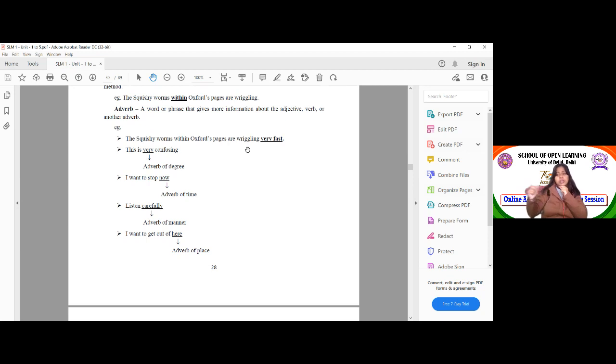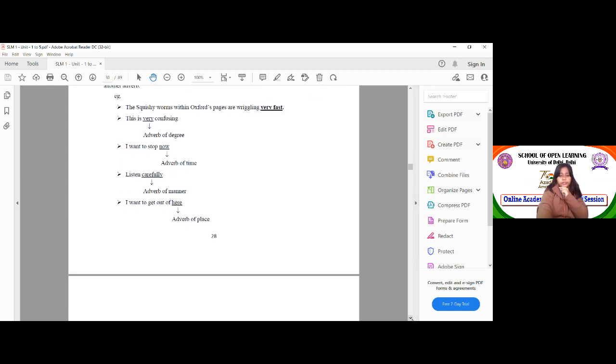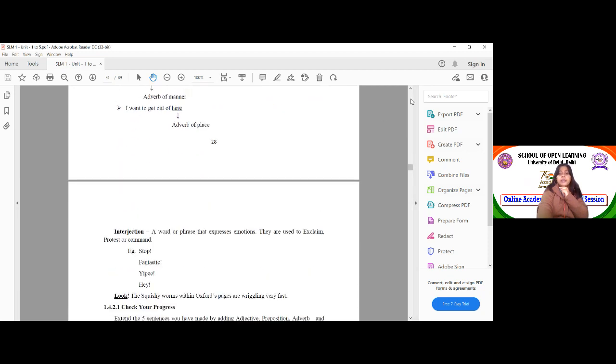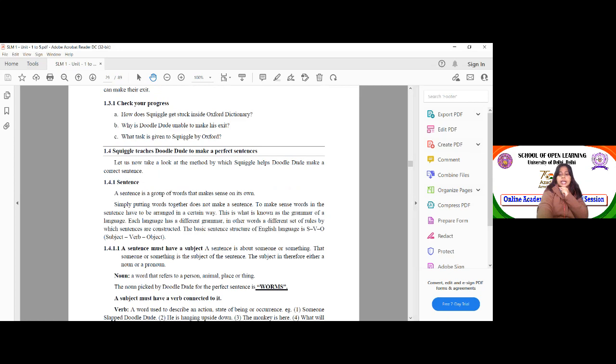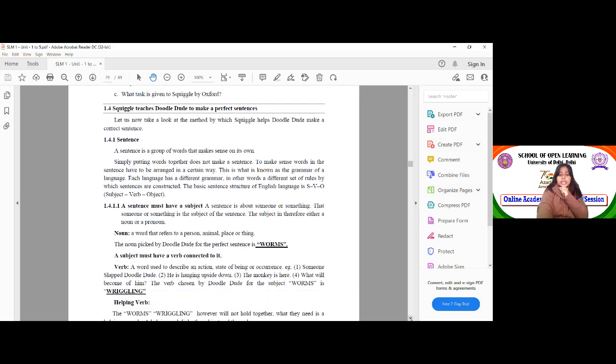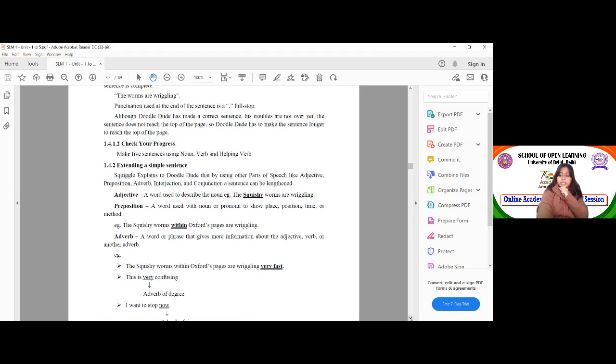Listen carefully. So how are you supposed to listen? Listen is the action, it is the verb, it is adding on to the verb. You are supposed to listen carefully. I want to get out of here. Adverb of place. Where do you want to get out of? You want to get out of this place. So you are using an adverb to say exactly where you want to get out of. So these are what the basic adverbs are.